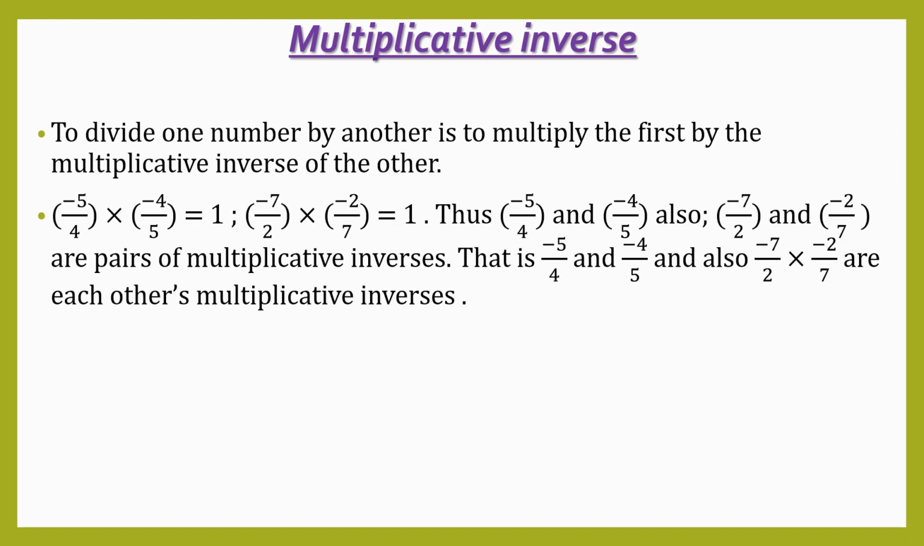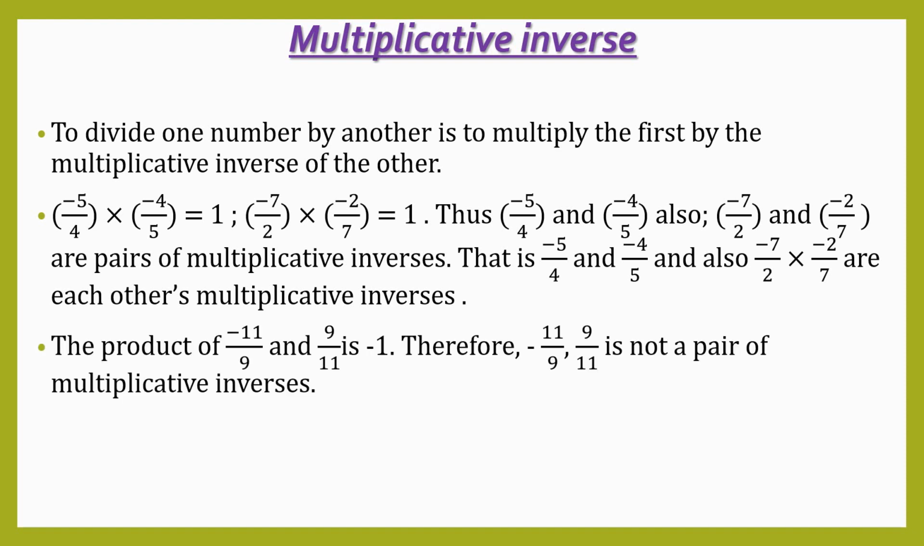For example, minus 5 upon 4 multiplied by minus 4 upon 5, we get answer as 1. Similarly, minus 7 upon 2 multiplied by minus 2 upon 7, we get answer as 1. Thus, we can see minus 5 upon 4 and minus 4 upon 5, also minus 7 upon 2 and minus 2 upon 7 are the pairs of multiplicative inverses. That is, they are each other's multiplicative inverses.